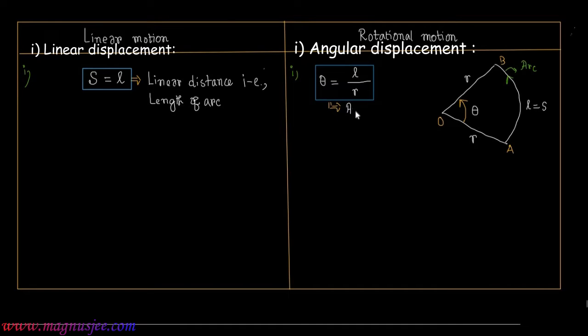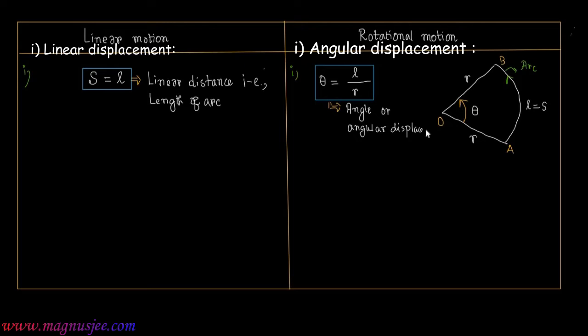Theta is equal to L by R, which is the angle or angular displacement of a body moving in a circular orbit. That's why we can write theta is equal to L by R. And here, what will be the dimension of S?